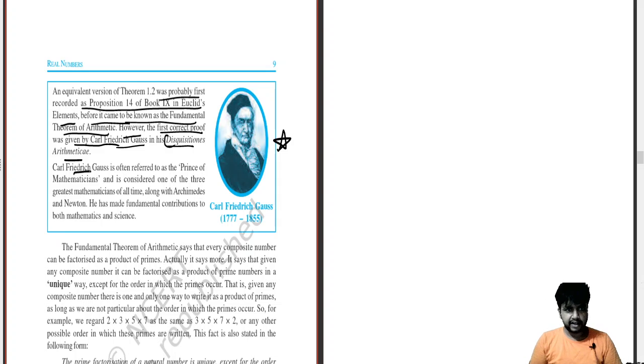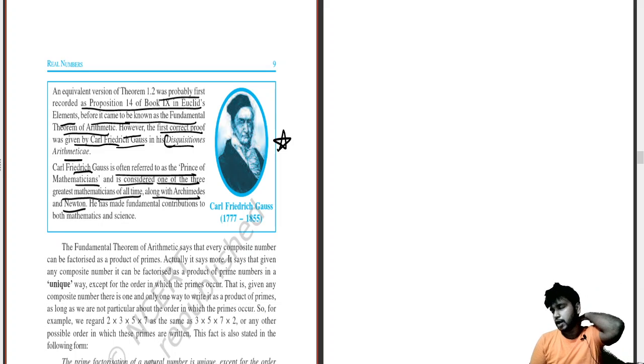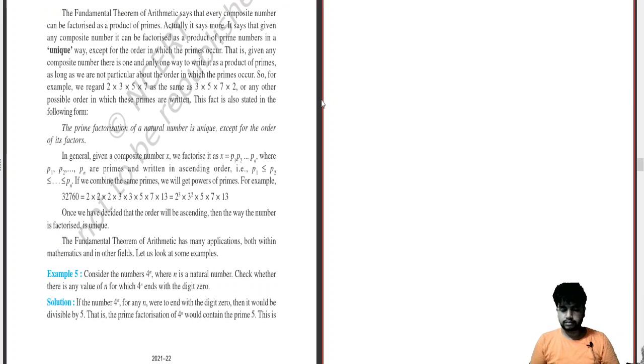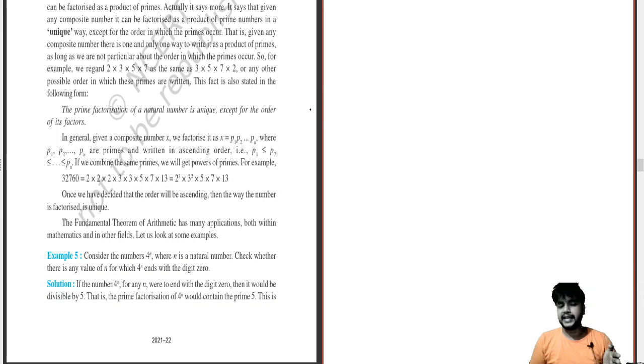Okay, Carl Friedrich Gauss is often referred to as the prince of mathematicians and is considered one of the three greatest mathematicians of all time, along with Archimedes and Newton. Obviously, you would have heard in physics or chemistry of Archimedes' principle, and Newton, I think we all know him. He has made fundamental contributions to both mathematics and science. Moving on further, you can read this knowledge about him if you wish to, but this will not be included in your education. But yeah, being knowledgeable is quite a good thing for you.